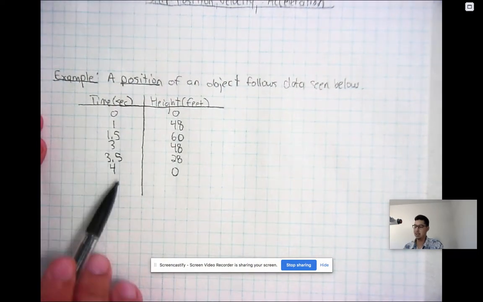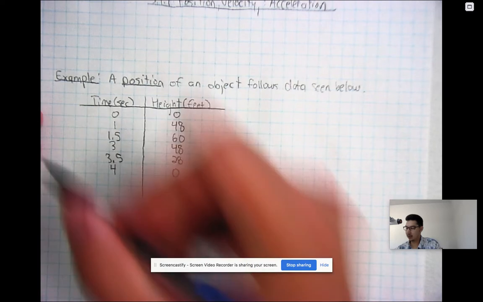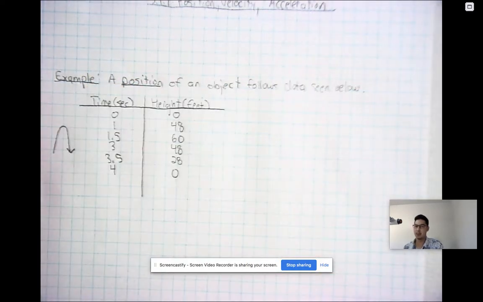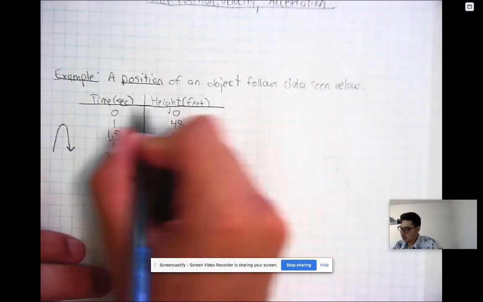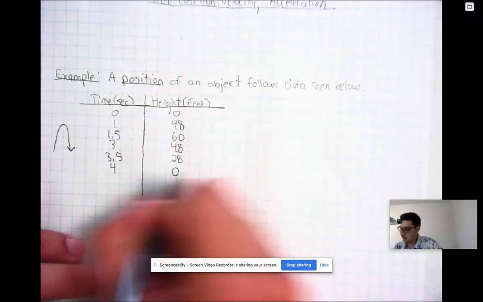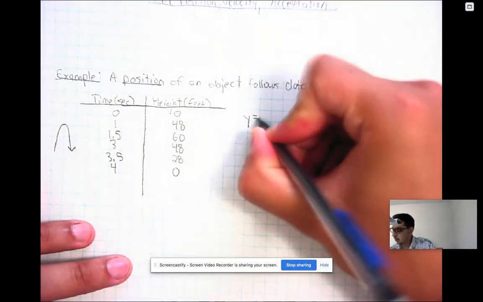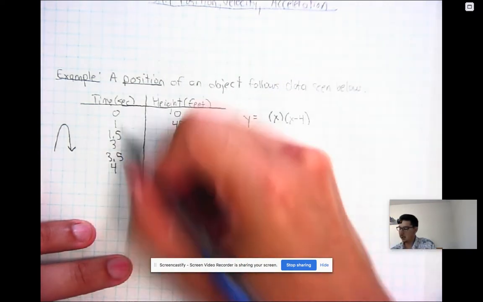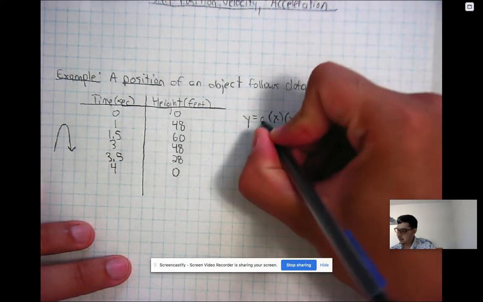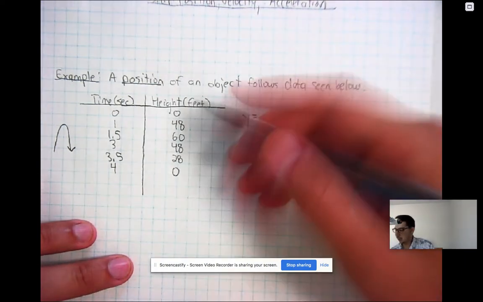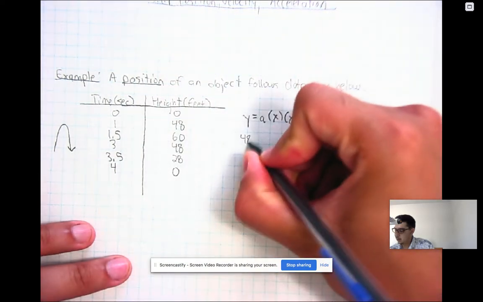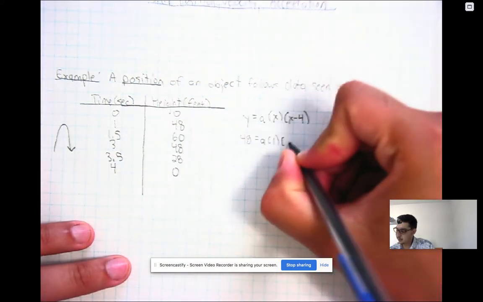where at these times that's the height of the object, and the object was thrown up and it's traveling back down. Now, notice that there's two roots here at (0, 0) and at (4, 0). So I know that the function is going to be x(x - 4) to represent the two zeros. And then we need to consider the stretch factor a. So we plug in any of the other points. I'll plug in (1, 48) here, since those are the smallest.